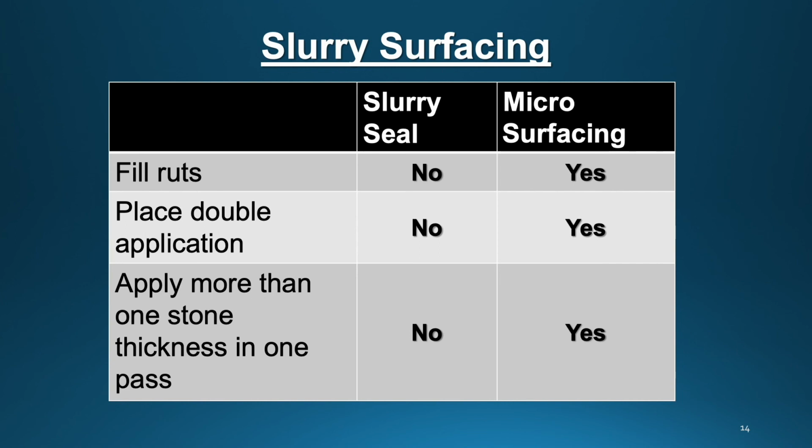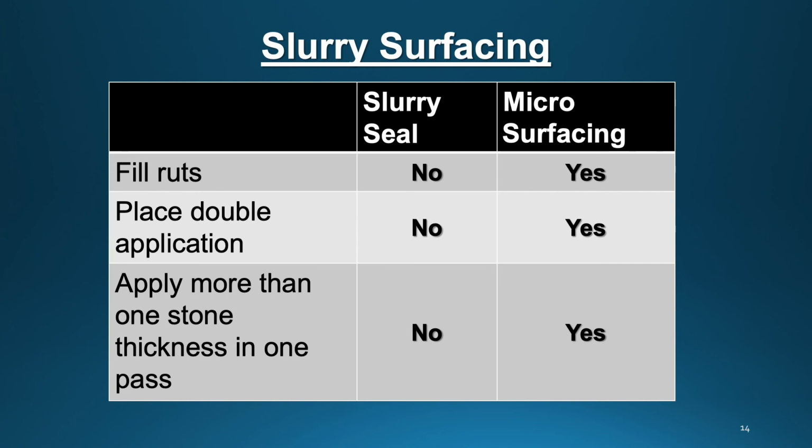Your Slurry Seal cannot fill ruts. It's not recommended to be placed more than 1 layer thick, so no double applications of slurries. And you cannot place the slurry typically thicker than 1 stone thick in one pass.